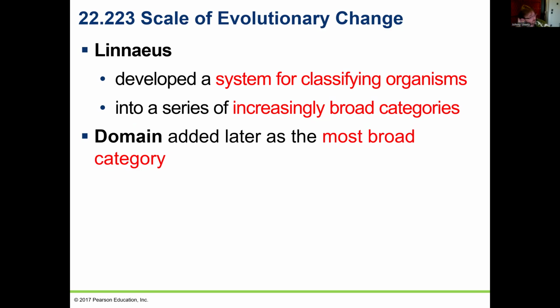The Linnaean system basically takes very broad categories and gets gradually more specific with them. Domain was not added by Linnaeus. It was actually added later by us.